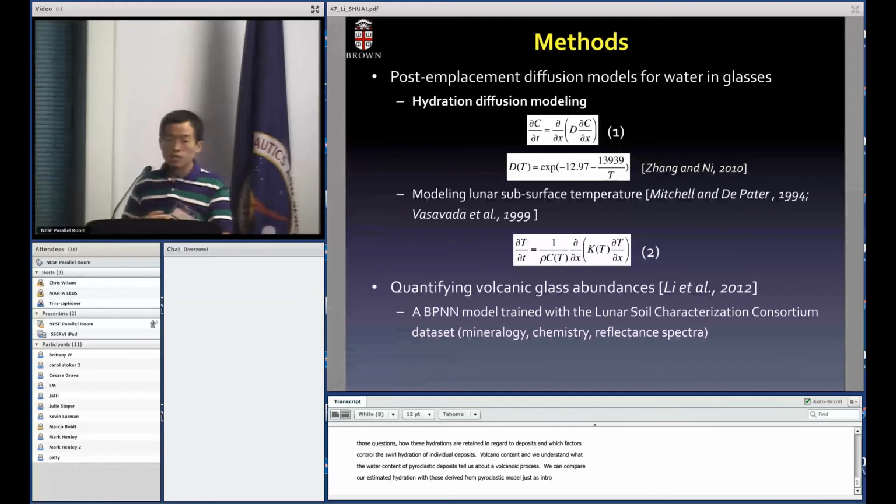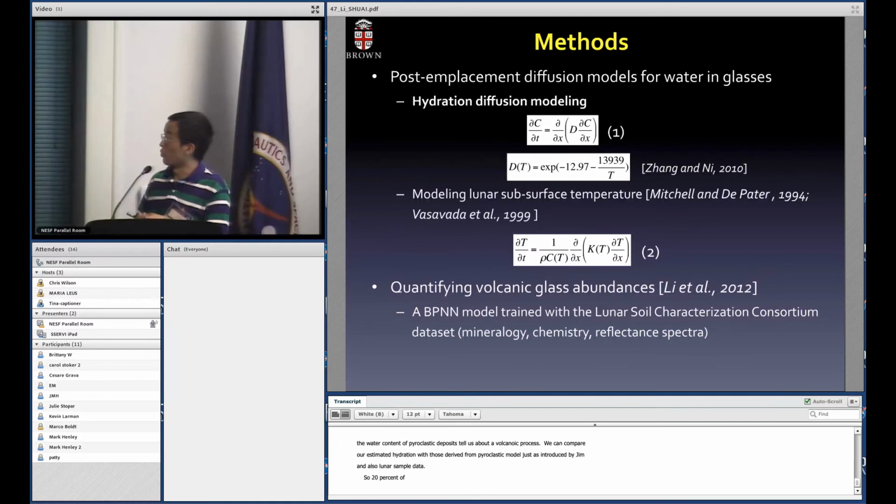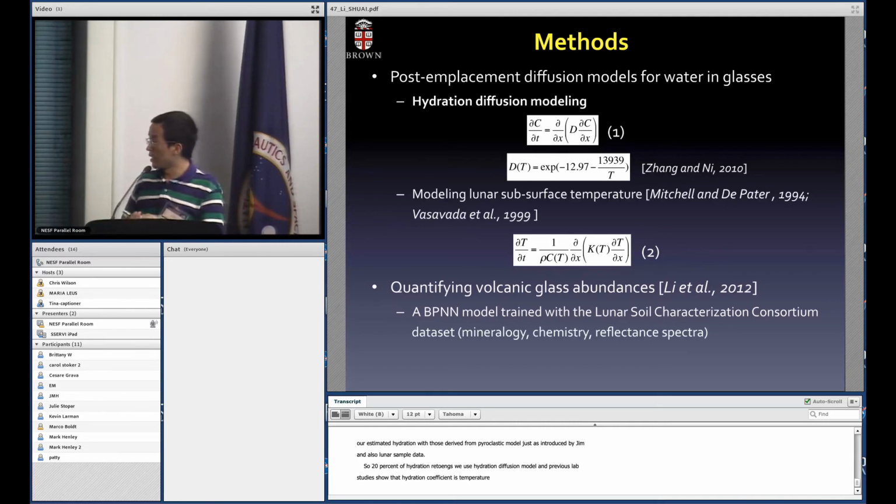So to understand the hydration retention, we use a hydration diffusion model as shown in equation 1. Previous lab studies show that the hydration diffusion coefficient is temperature dependent. So we need a thermal diffusion model to get the lunar subsurface temperature as shown in equation 2. And then we use a neural network model to quantify lunar surface volcanic glasses to compare with our mapped hydration directly. The neural network model is a statistical model trained and validated with the Lunar Soil Characterization Consortium dataset.